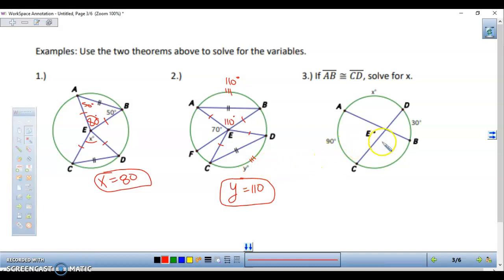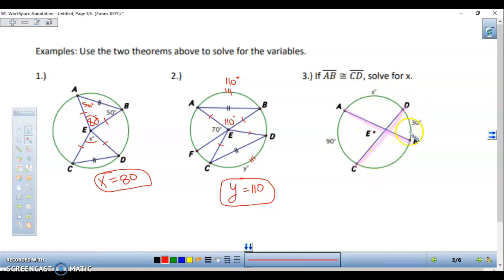All right, and here in this last example, if AB is congruent to CD, it's time to kind of overlap, so let's just focus on them. So this segment is congruent to this segment. We want to solve for x. All right, now check it out. Remember, congruent arcs have congruent chords. So this is what I know. I know that arc DC will be congruent to arc AB. Both of those minor arcs would be congruent to each other.